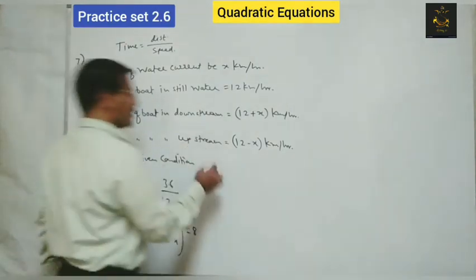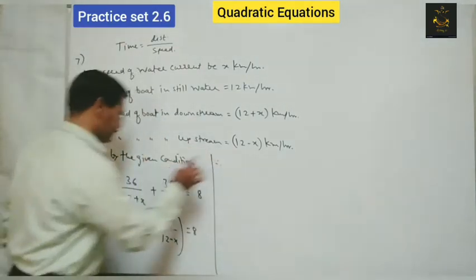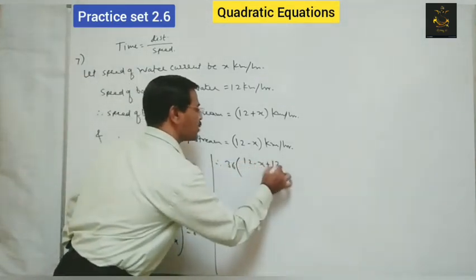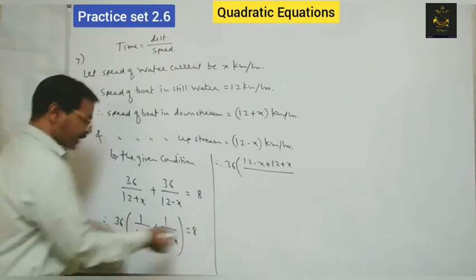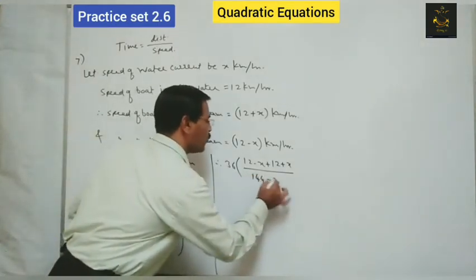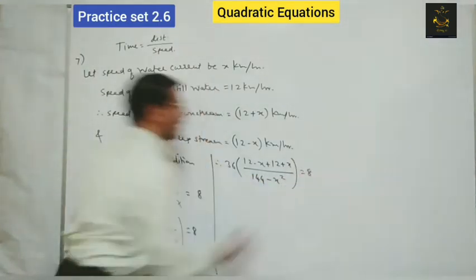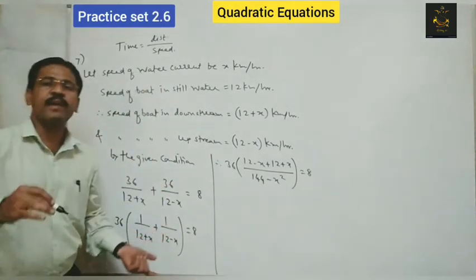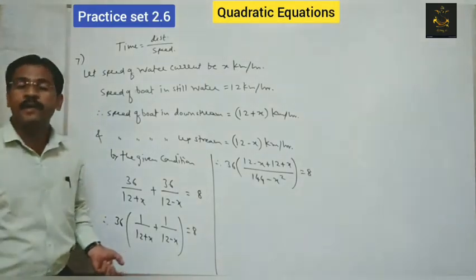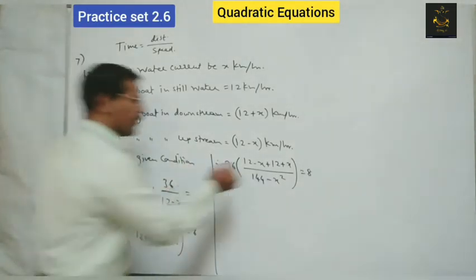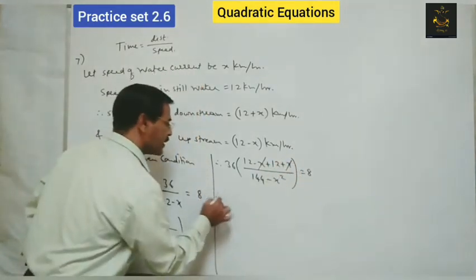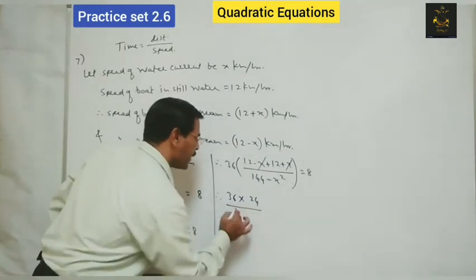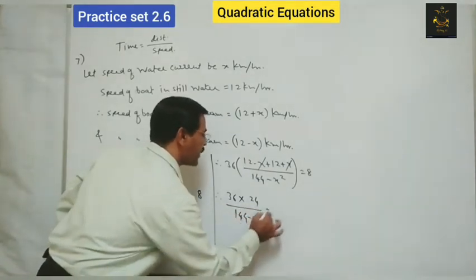Now just try to simplify. Look here, 36, go with cross. What will you get? 12 minus x plus 12 plus x upon their product, meaning 144 minus x square, is equal to 8. Is it correct? It is like (a plus b)(a minus b), meaning a square minus b square. A square, that is 12 square, which is 144 minus x square. Now here plus x minus x both get cancelled. 36 into 24. Now here 144 minus x square, here it is 8.